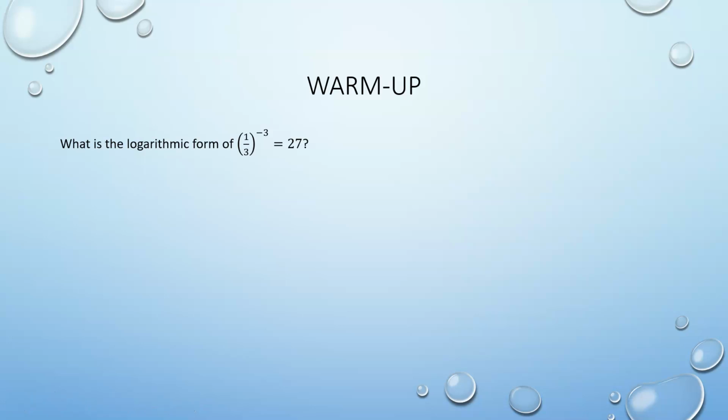Take a second, pause the video, and write the logarithmic form of 1/3 to the -3 equals 27. Hopefully you got log base 1/3 of 27 equals -3. Okay, remember the base stays the base. The exponent is the answer in log form.